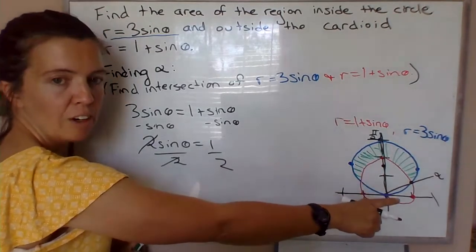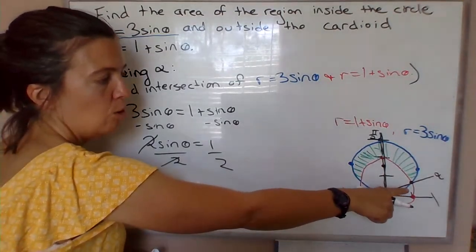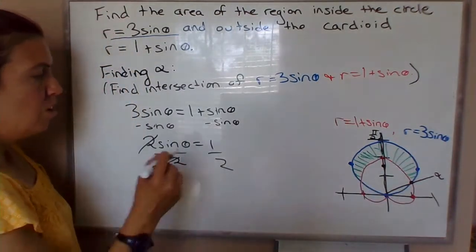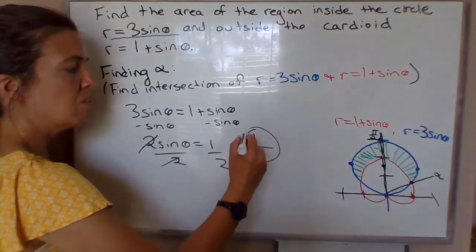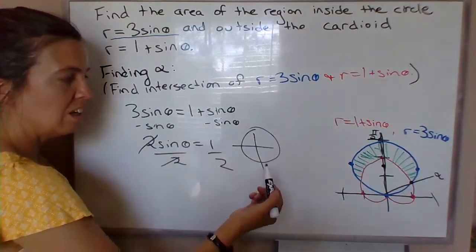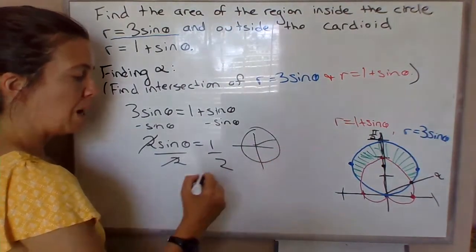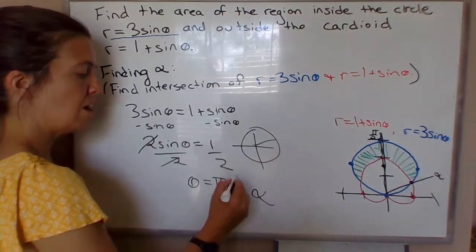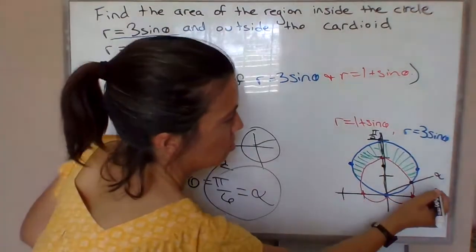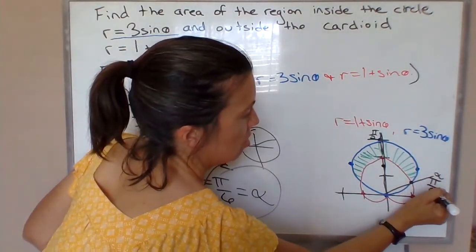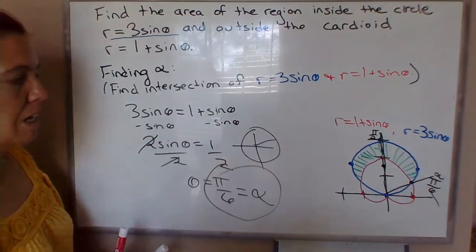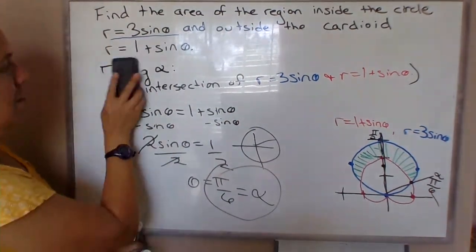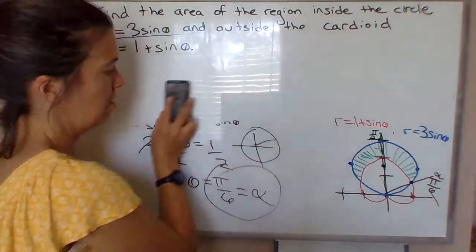And again, lean on the graph if a graph is provided. I know that the solution is somewhere between 0 and pi over 2 radians. So think about your unit circle. When is the value of sine, which is the y-coordinate, equal to 1/2? That's at pi over 6 radians. So that is alpha, our lower limit of integration. Turns out this corresponds to pi over 6 radians. So now we have a plan, and we just need to execute it.